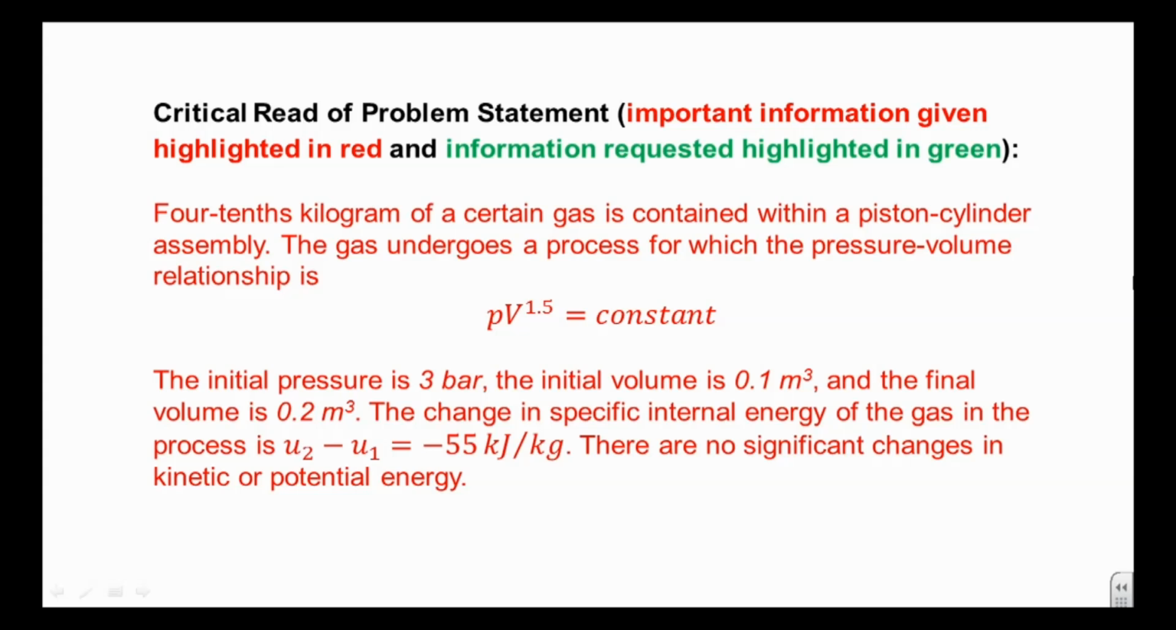The change in specific internal energy of the gas for the process is U2 minus U1 equal to minus 55 kilojoules per kilogram. There are no significant changes in kinetic or potential energy. And we have to determine the net heat transfer for the process in kilojoules. Let's start to develop the solution.